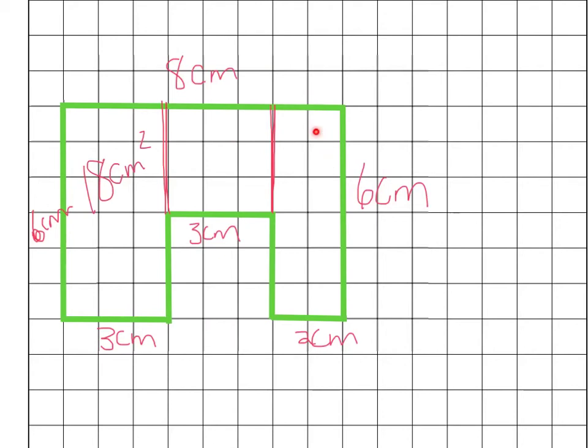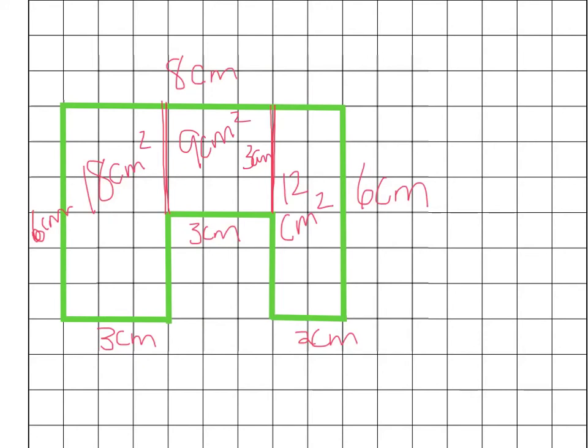This rectangle here is 6 centimeters by 2 centimeters. So I know that this one will be 12 square centimeters. Okay, now this one gets just a little bit tricky, but I know that I have 3 centimeters here at the bottom. So I have to figure out what this side would be. Well, luckily this is on a grid, so I can actually count 1, 2, 3 centimeters. So I'm going to label that 3 centimeters, and that makes the area 9 square centimeters.